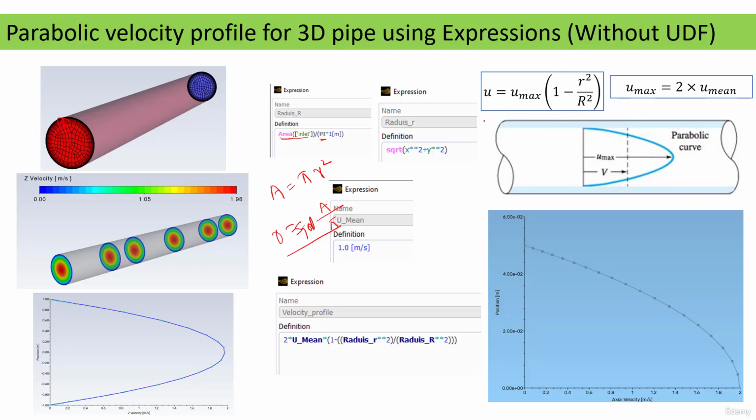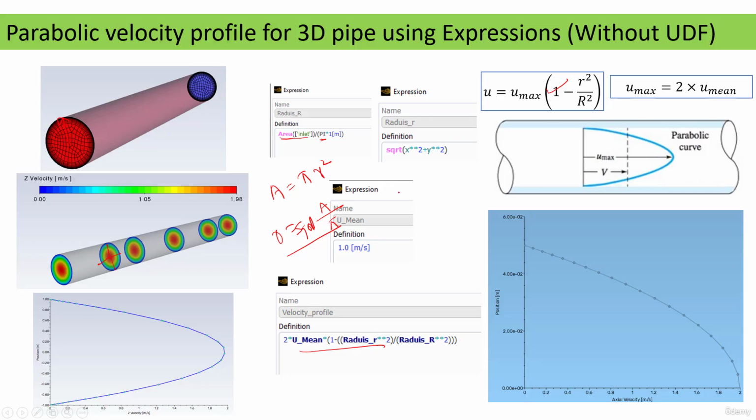And second, the local radius is x square plus y square, the mean velocity is 1 meter per second, and the velocity profile is defined by this equation which is given here. And then you can see that we have the parabolic velocity profile in all directions. Okay, so now let's start with this case in Fluent.